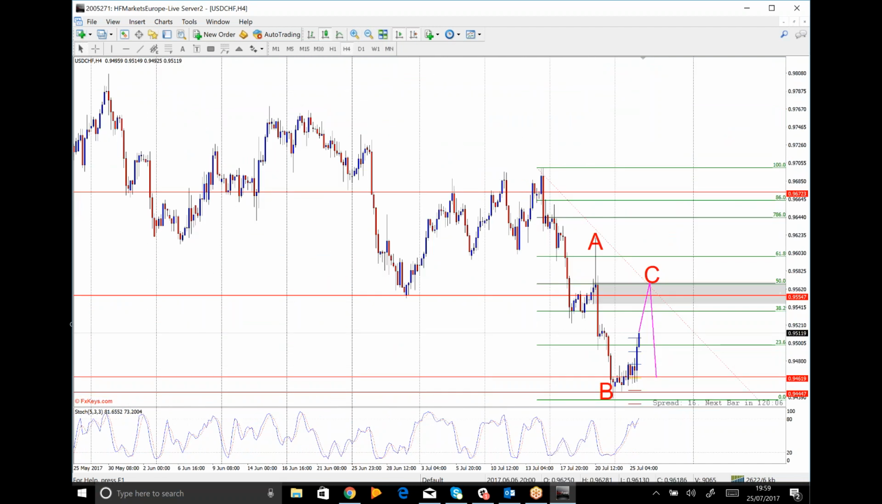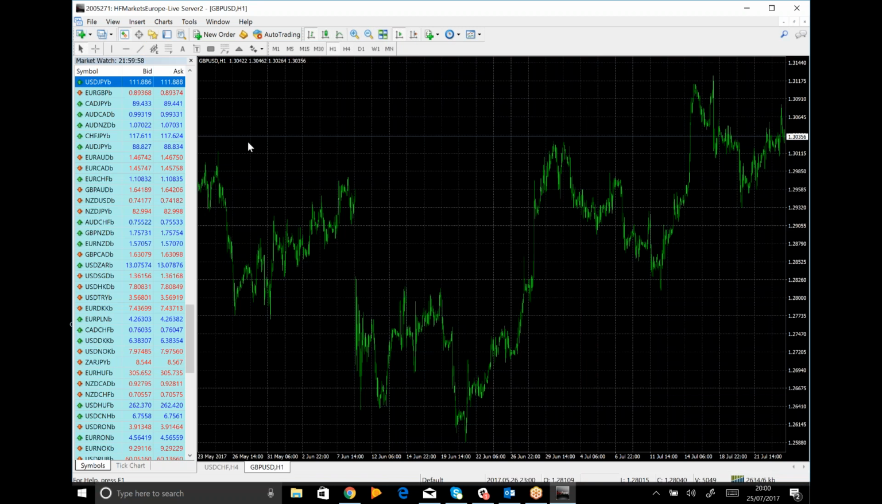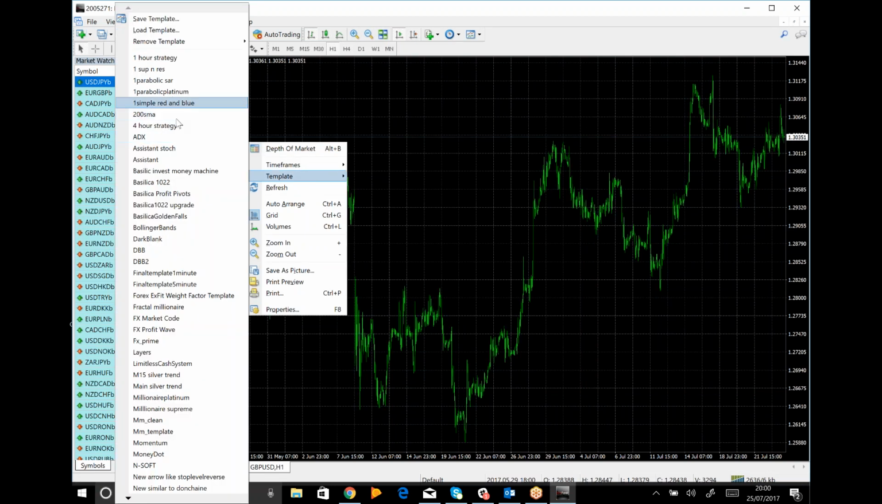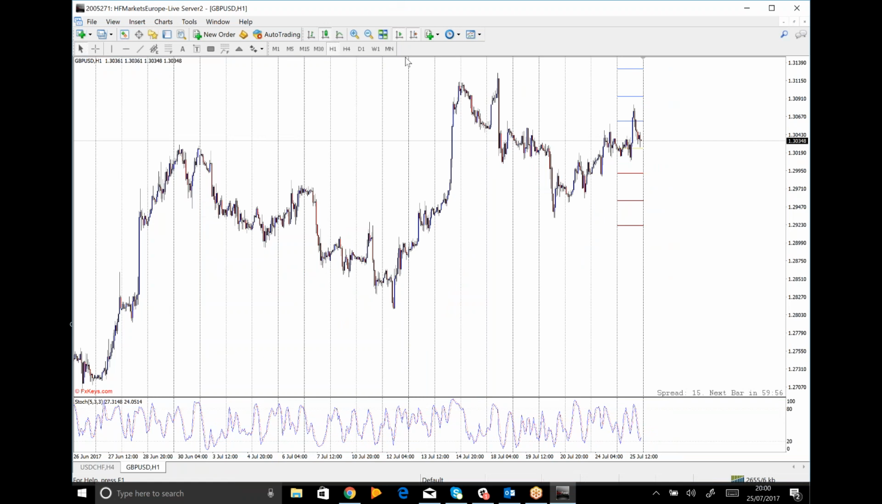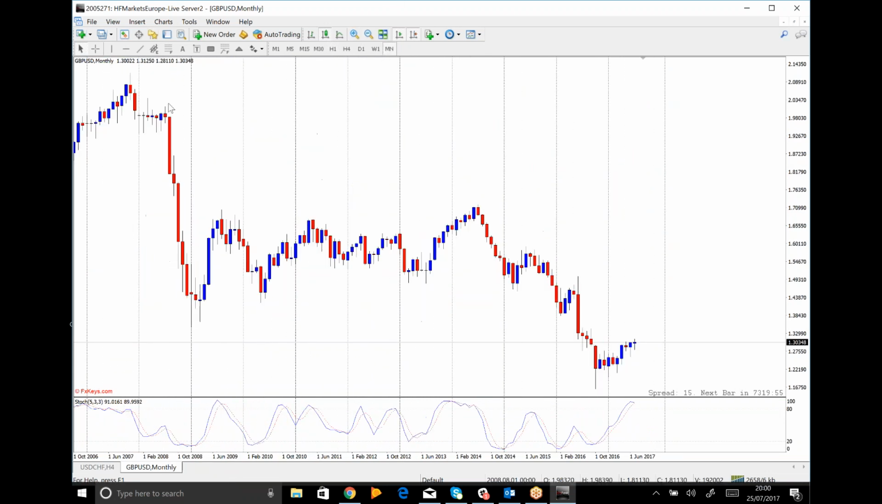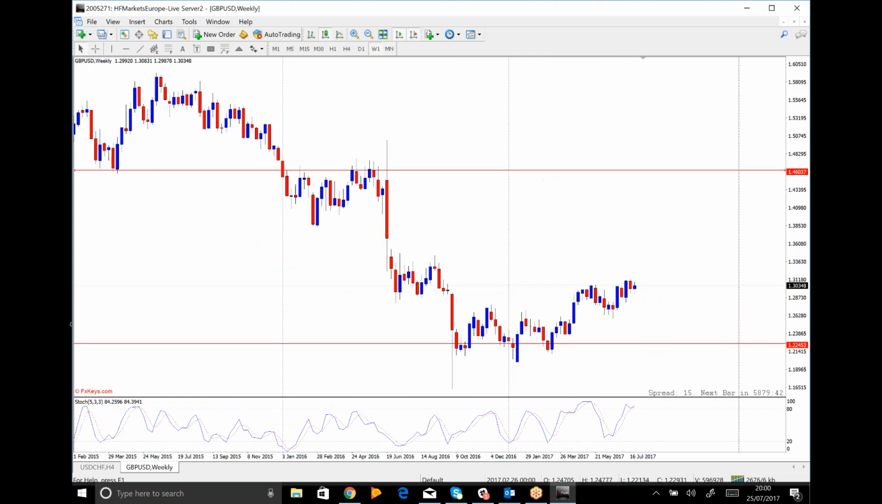Okay, let's see what else we have. I like first starting with this general list of major pairs. If you don't like what you're seeing on a major pair, look at a cross of the same major. GBP USD, I haven't fully liked it. It hasn't really given me anything that I like. That being said, every day is a new opportunity.